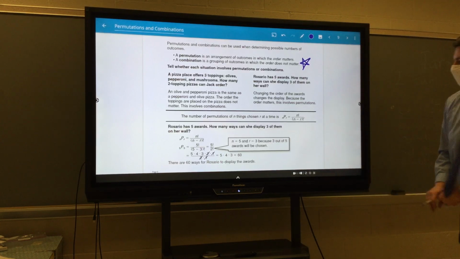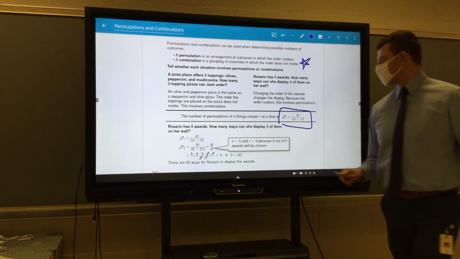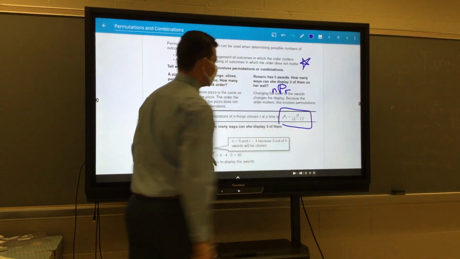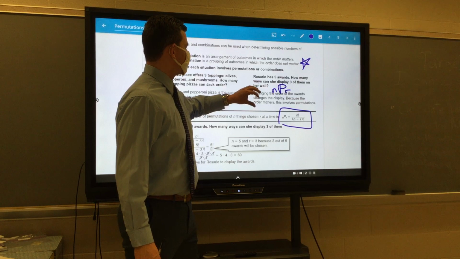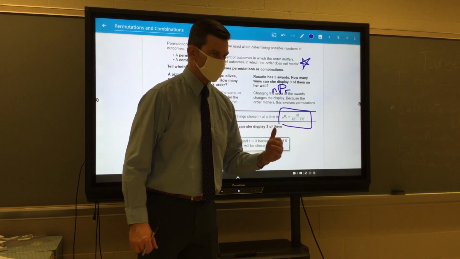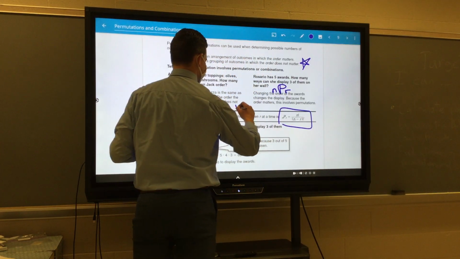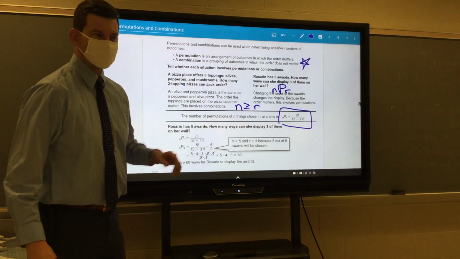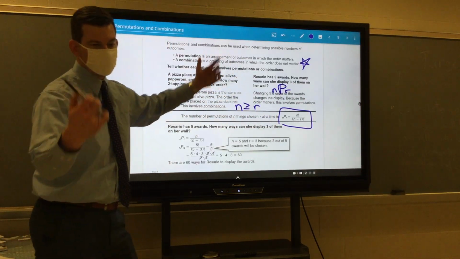Now, here is the equation for a permutation. We use this nPr, where n is the number of choices that you have, r is the number of selections that you're making. So for a permutation and a combination, n is always greater than or equal to r. n is always the bigger number. If they're the same, then they're the same.